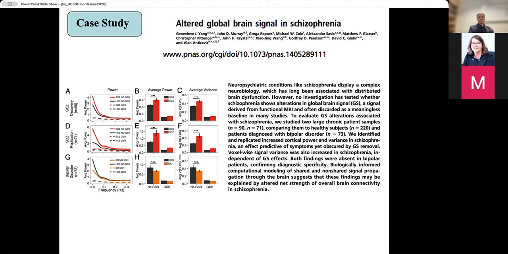There was one person, whether these are medicated or not. I don't remember if they're medicated or not. The schizophrenia patients. So, yeah, and medication obviously would have an effect too.